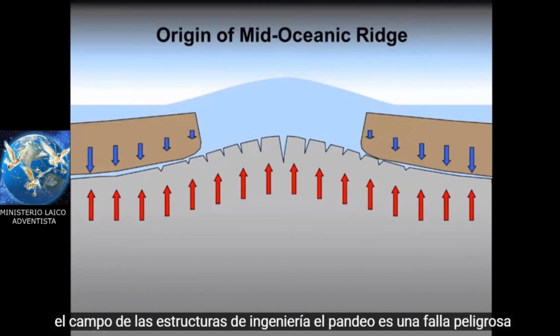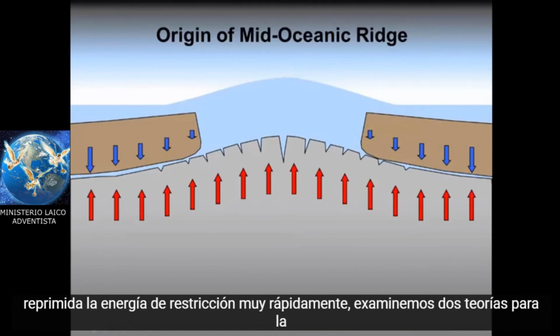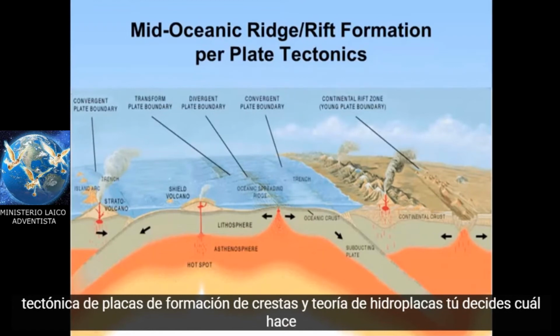In the field of engineering structures, buckling is a dangerous failure mechanism because it occurs suddenly, with almost no warning, releasing much pent-up strain energy very quickly. Let's examine two theories for the ridge's formation, plate tectonics and hydroplate theory. You decide which makes the most sense.